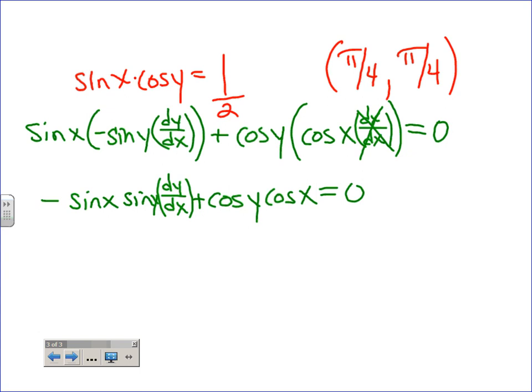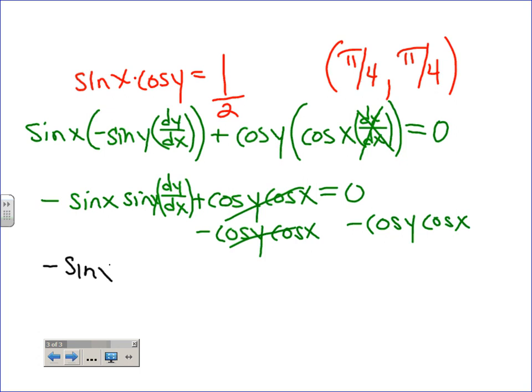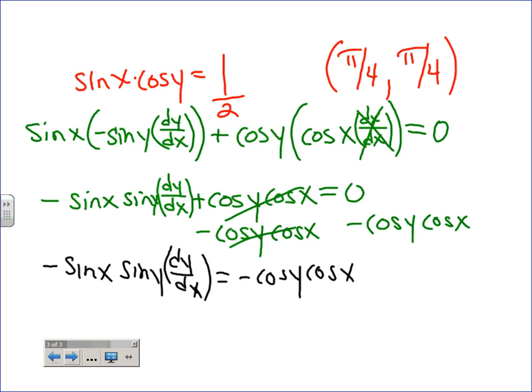Yeah, get those cosines out of here because they don't have a dy dx on them. So just subtract them from both sides, of course, making them cancel. So we got negative sine of x, sine of y, dy dx equals negative cosine of y, cosine of x.